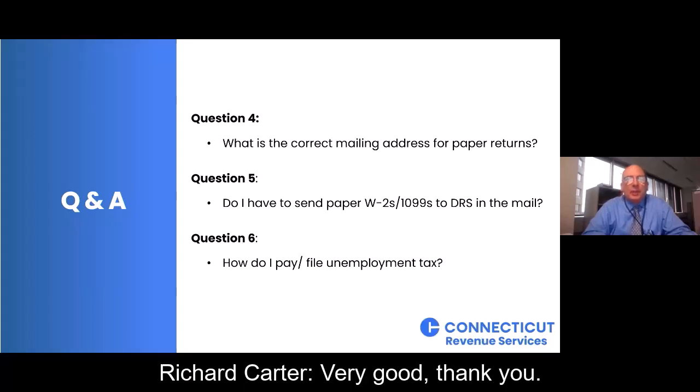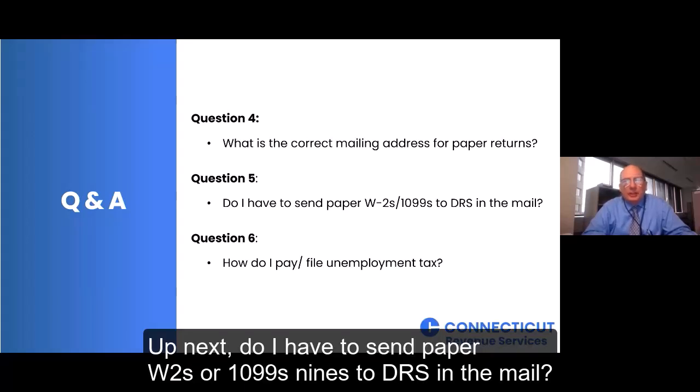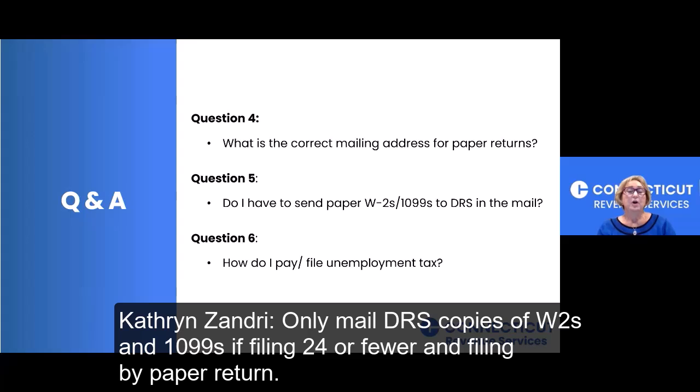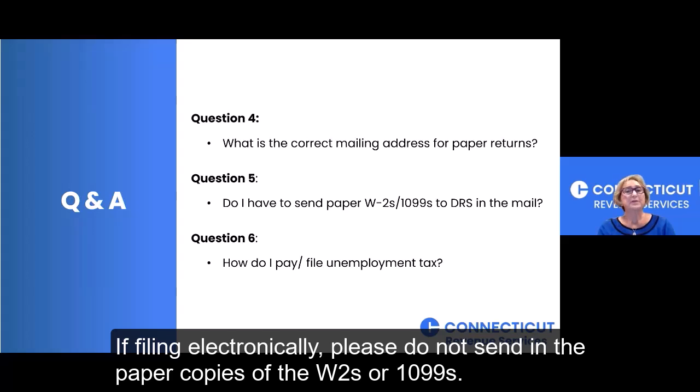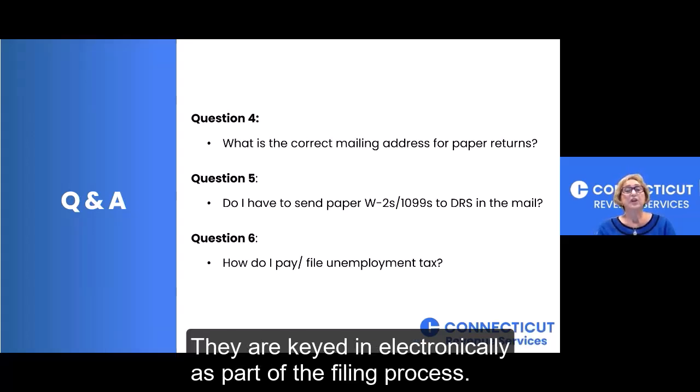Very good, thank you. Up next, do I have to send paper W-2s or 1099s to DRS in the mail? Only mail DRS copies of W-2s and 1099s if filing 24 or fewer and filing by paper return. If filing electronically, please do not send in the paper copies of the W-2s or 1099s.